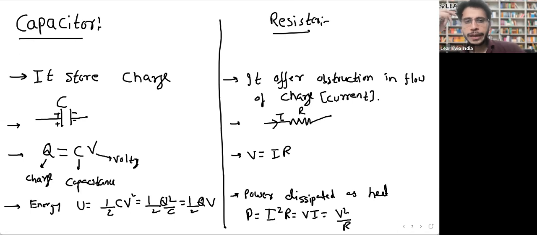Yeah. In a resistor, when current passes through it, a part of the electrical energy gets converted into heat. That's why resistors get heated up. So we are calculating that heat energy per unit time, which is known as power dissipated. Power is energy divided by time. So we're calculating power dissipated as heat when current passes through a resistor. That's power dissipated, energy dissipated as heat.